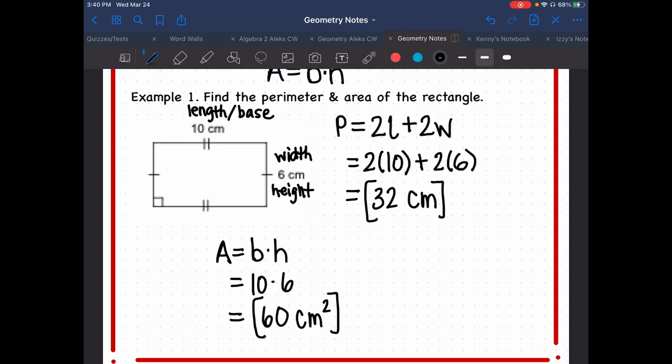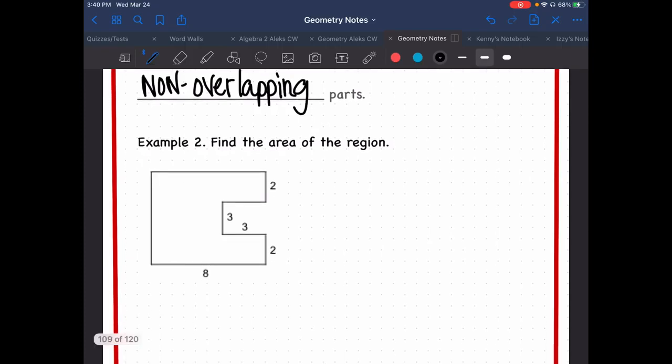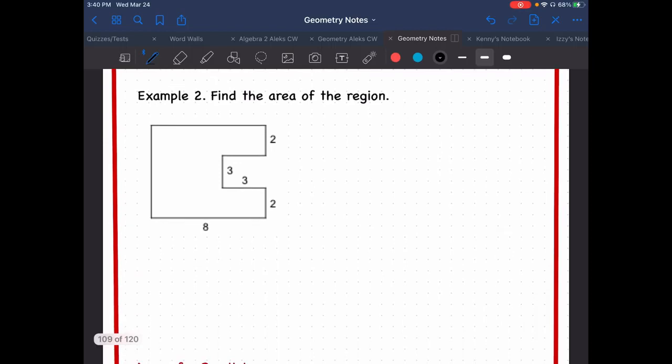All right, let's take a look at the area addition postulate. This says that the area of a region is the sum of the areas of all its non-overlapping parts. So they cannot be one on top of each other. That's what overlapping means. So in example 2, they ask us to find the area of this region.